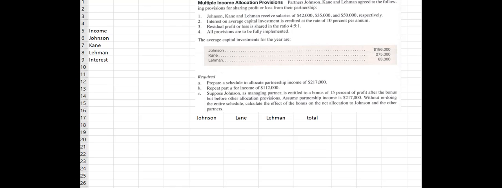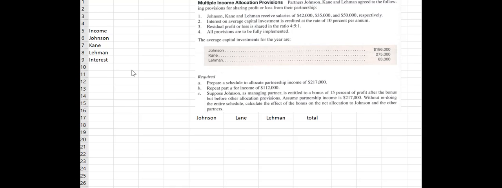Number three, any residual profit or loss is shared in a ratio of 4 to 5 to 1. So you can add that up: 4 plus 5 plus 1 is 10. So Johnson will get 4/10, Kane 5/10, and Lehman 1/10 of whatever is left over after you do the first two steps. Number four says all of the provisions above are to be fully implemented.